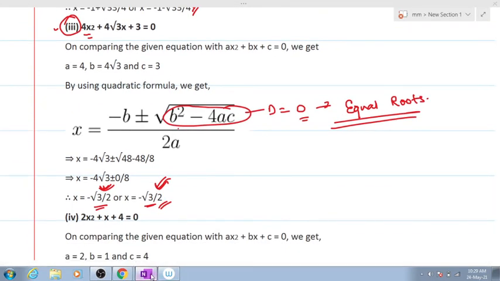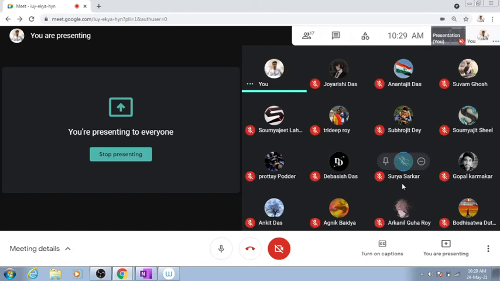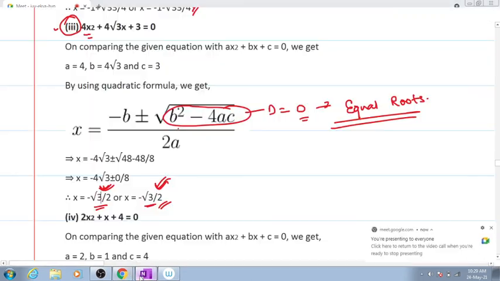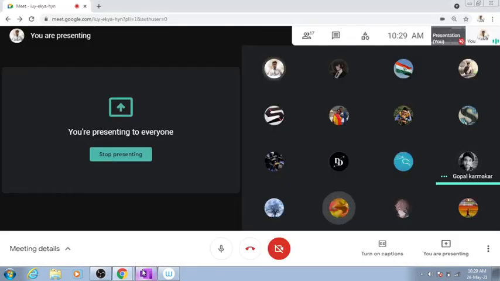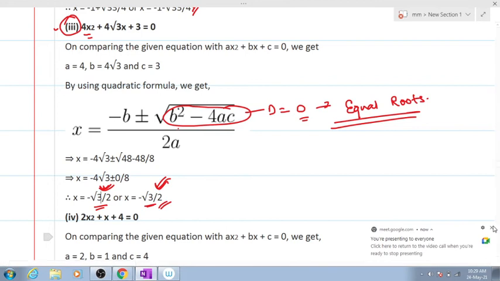Is the third one clear to everyone? Confirm. Confirm. Devashish, Surya, Arkanela, Sheel. Why do you all sleep after a while? No response. Fourth number. Yes. Question number 4. Are you sure?